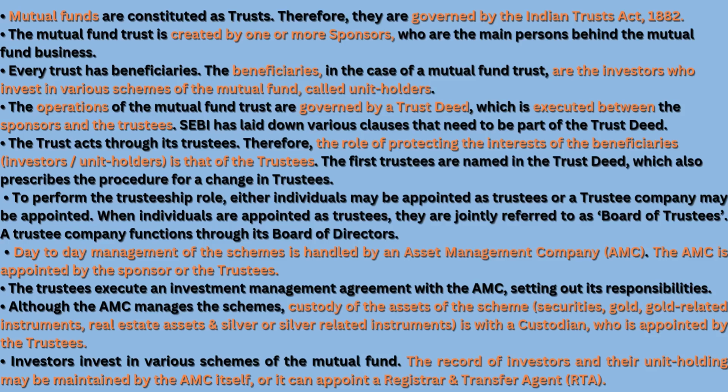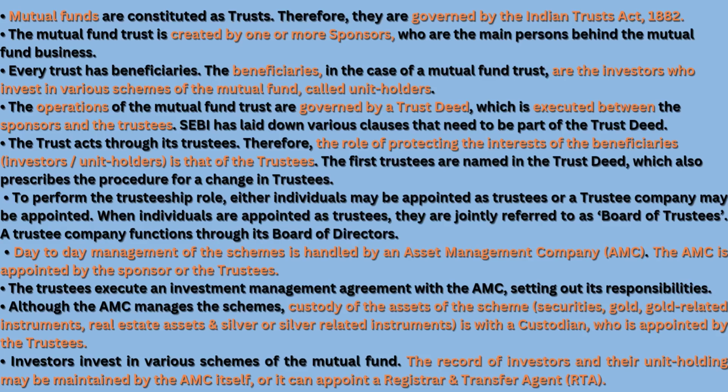SEBI has laid down various clauses that need to be part of the trust deed. The trust acts through its trustees. Therefore, the role of protecting the interest of beneficiaries, that is investors or unit holders, is that of the trustees. The first trustees are named in the trust deed, which also prescribes the procedure for change in trustees. To perform the trusteeship role, either individuals may be appointed as trustees or a trust company may be appointed. When individuals are appointed as trustees, they are jointly referred to as the Board of Trustees. A trustee company functions through its Board of Directors.